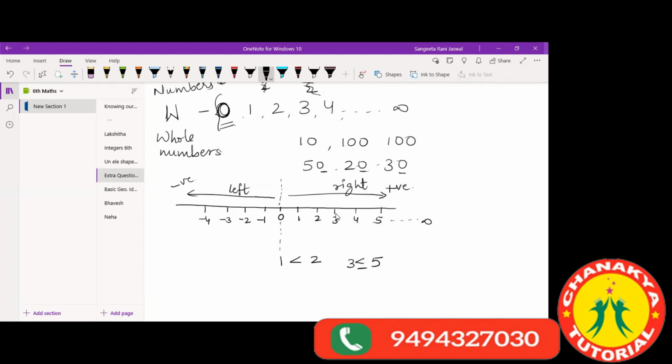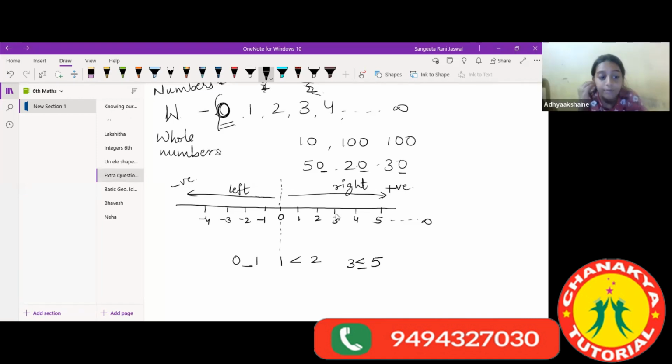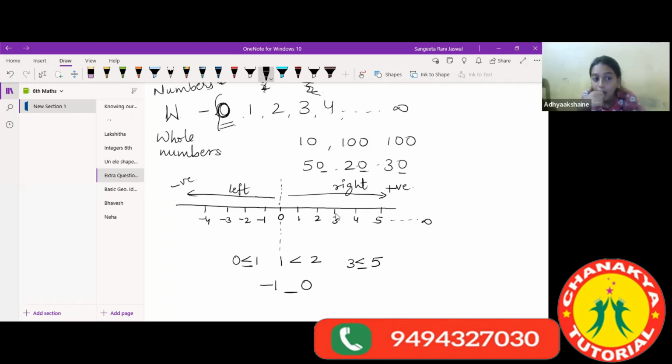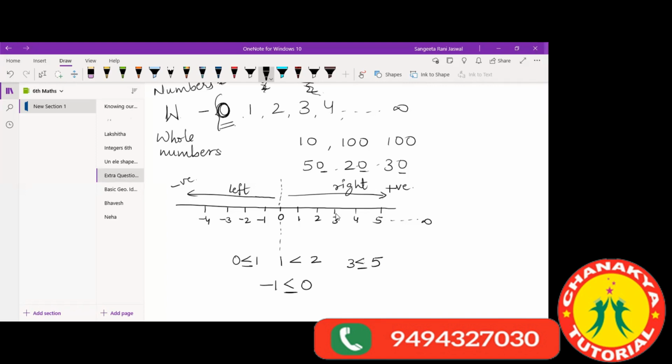Okay, so 5 is greater. Now you can see, if I have to tell you which is greater between 1 and 0, which is greater number? Ma'am, 1. 1 is greater. And if I have to tell you which number is greater between -1 and 0? Ma'am, 0. Why 0?